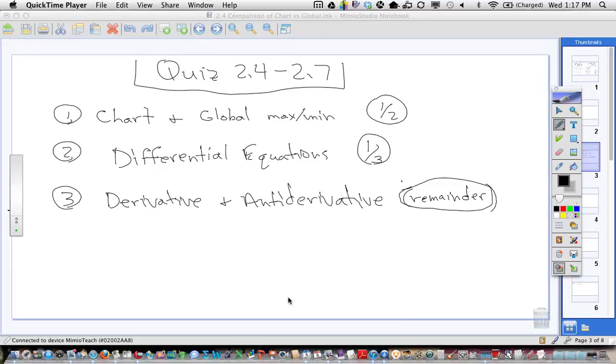On the quiz, half of the points, 18 to 20 out of 35, will be on that chart and global max min, like number 37, that gigantic problem we did yesterday with all that stuff in it, the number lines and the list of candidates. That's a big part. There wasn't any of that on your homework today, but on your homework tomorrow there is some of it again. So we're practicing that. That's a big deal.